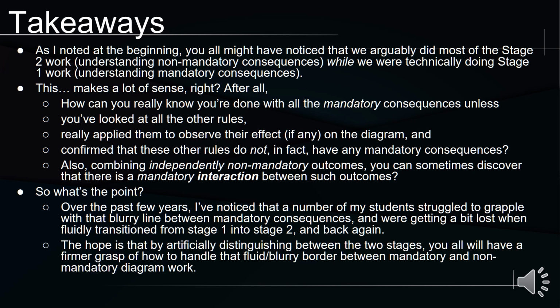The hope is that even though in practice it should remain a fluid and rapid process for you, pretty much exactly like I showed you, you kind of take things as they come to you and do them fluidly, and maybe independently they're non-mandatory, but when you push them together and try to make things interact, all of a sudden things do become mandatory. That fluidity, hopefully by having this discussion here and showing you this is kind of the breakdown of what I see, but this is also at the same time why the breakdown kind of blurs itself. By discussing this issue, the hope is that you will be able to have a firmer grasp on how to handle that fluidity between mandatory and non-mandatory diagram work.